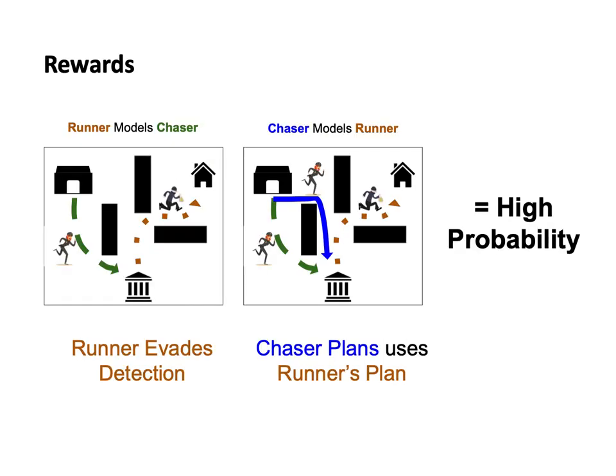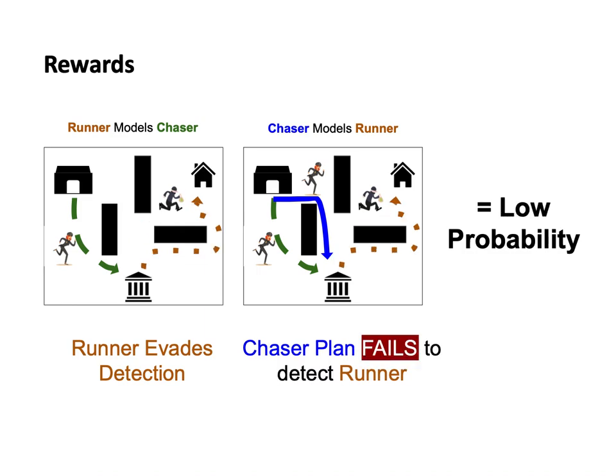So now we ask ourselves, what would be a situation that would produce high rewards? Here on the left, we illustrate a runner modeling a chaser. Here the runner evades detection. On the right, we illustrate how a smart chaser that uses that model of the runner can use the runner's plan to choose its own better plan that will increase the probability of detecting a runner that believes will evade detection. As you can see, this is an example of high probability for the chaser detecting the runner. Thus, high probability equals high rewards.